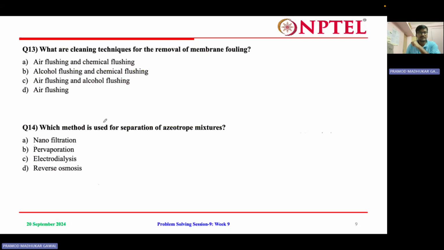Question 13. What are the cleaning techniques for the removal of membrane fouling? Mostly air flushing and chemical flushing are used as cleaning techniques to remove membrane fouling. Question number 14. Which method is used for the separation of the azeotrope mixture? So here it is pervaporation.